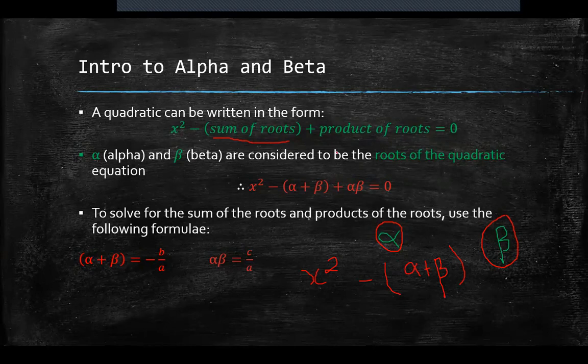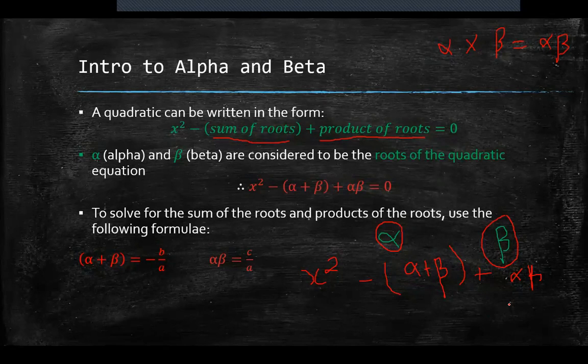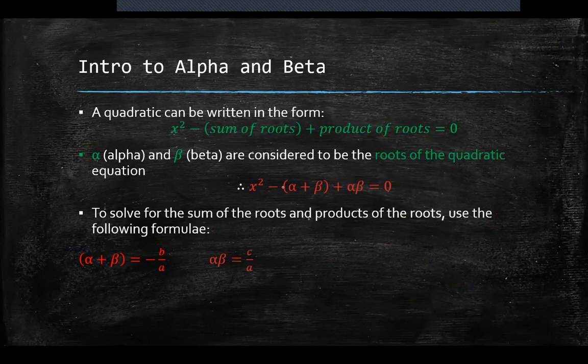Yes. Right. And then they want the product of the roots. We said one root is alpha, the other root is beta, and you know that product means to multiply. Alpha multiplied by beta is equal to alpha beta. And that's how you get that alpha beta just now. Understand? Anybody else has any questions so far? No. All right. Okay.